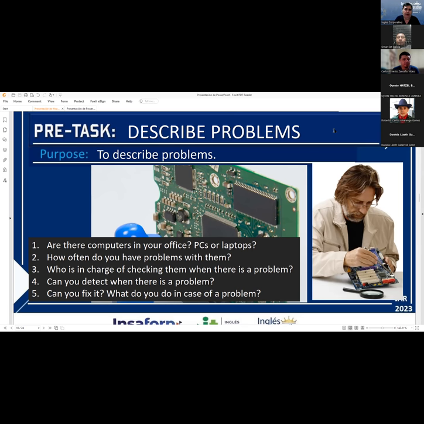How do you know when there is a problem in a computer? Maybe you have a problem with the network. Maybe when it doesn't print, or it doesn't send or receive files. Sometimes it doesn't turn on. So then you know that there is a problem. Yes, maybe when you see a blue screen.